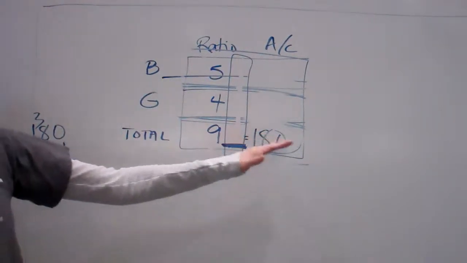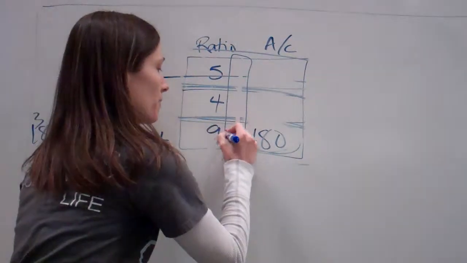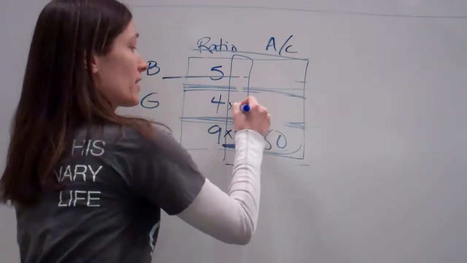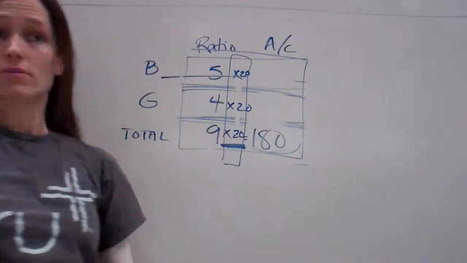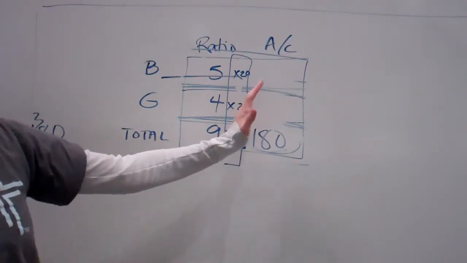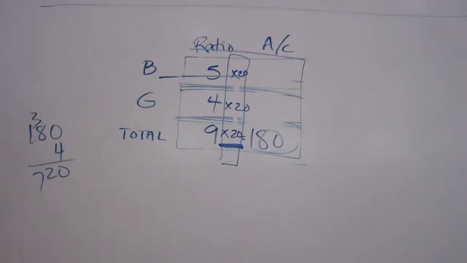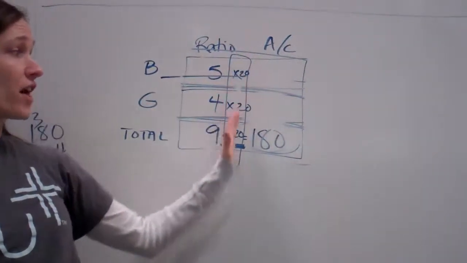9 times what equals 180? 20, right? Okay? So, I would do times 20. So basically everything else would be 2 times 20. This is our function. Is that right? Function. I think that's right. Gosh, I'm like 3 weeks of break and I'm going blank. Okay, so this is our function.